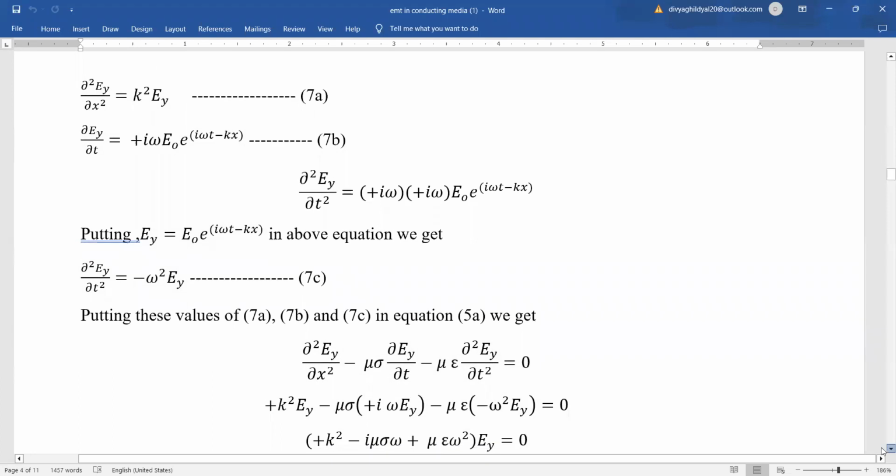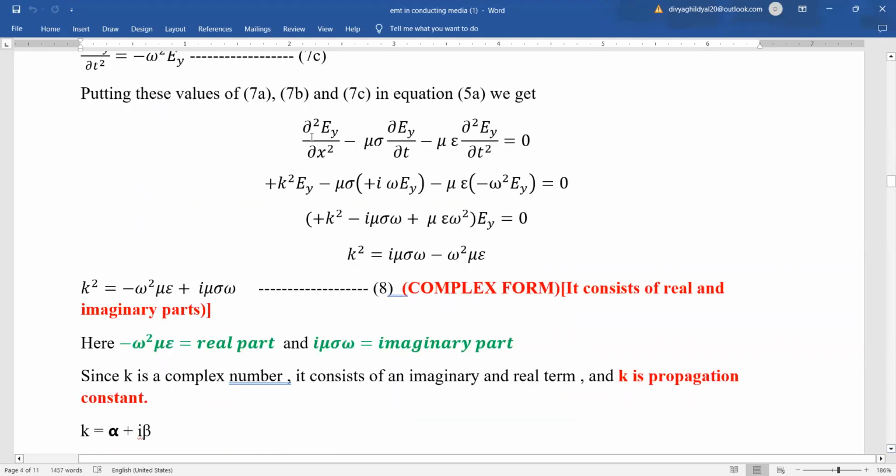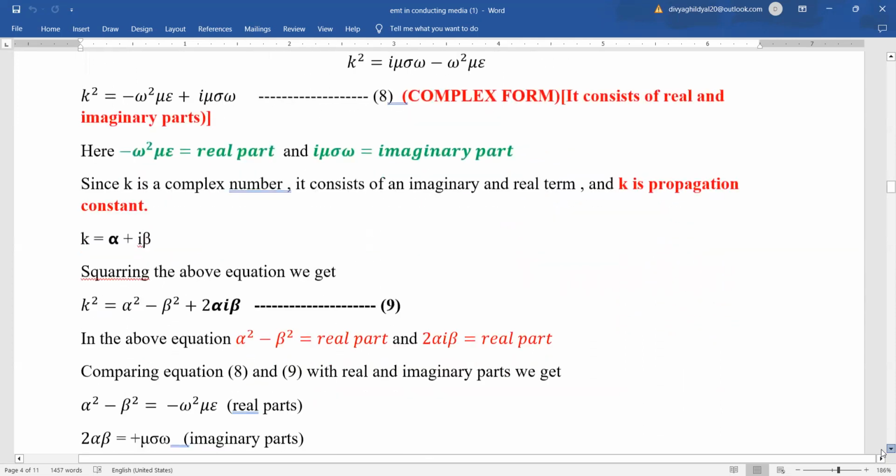Once we put these three values in this expression, we find that the propagation constant comes out in complex form. It consists of a real part and an imaginary part. This question has been asked many times in section C: prove that the propagation constant vector of an electromagnetic wave is complex in nature. Now we can further simplify the expression to derive a few more constants.